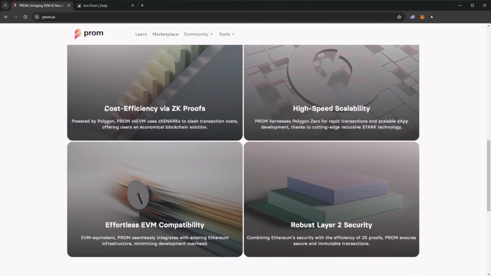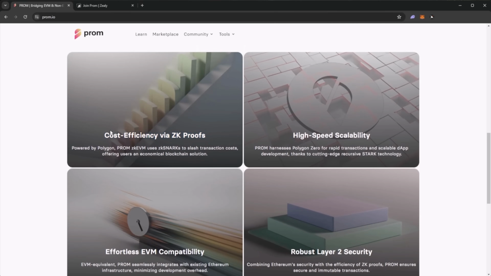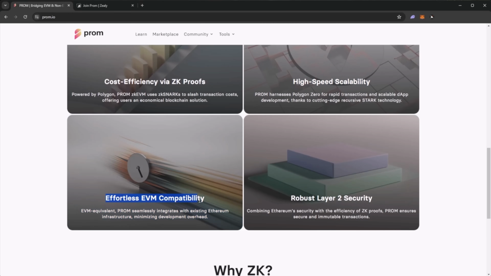And here we have the cost efficiency of ZK proofs, high speed scalability, effortless EVM compatibility, and the robust layer 2 security.